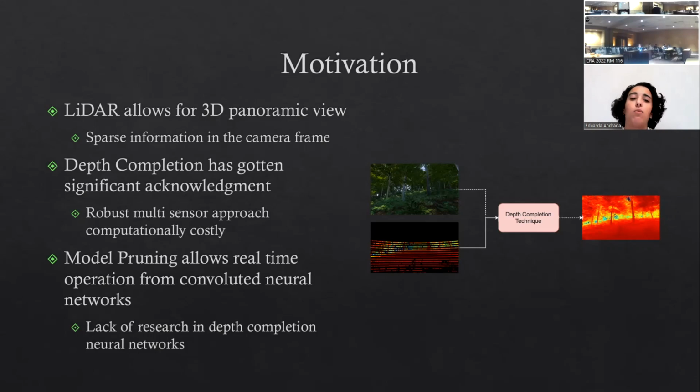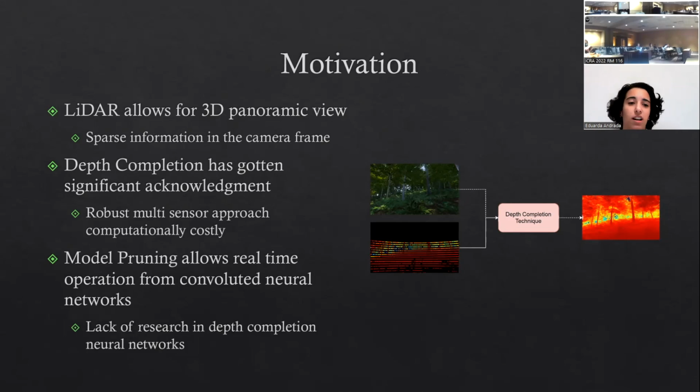So one way to address this is to use depth completion, an area that has gained significant attention in the urban environment, especially for autonomous cars, but barely any for forestry robotics. Besides that, most of the top methods today are multi-sensor approaches that use RGB and depth images. However, they are computationally costly, and we need to be able to overcome that.